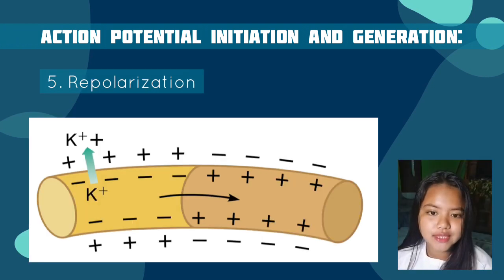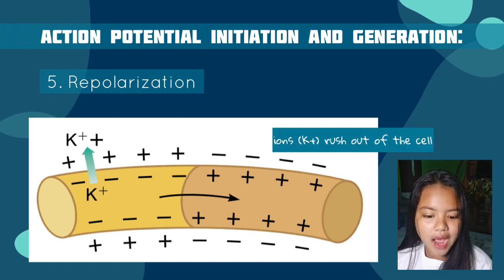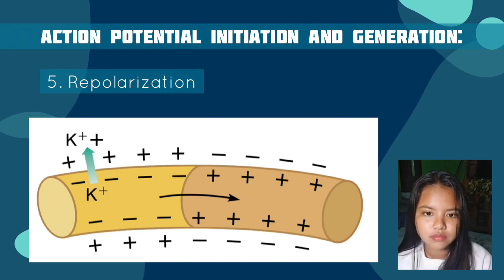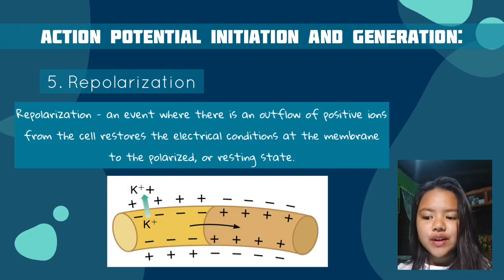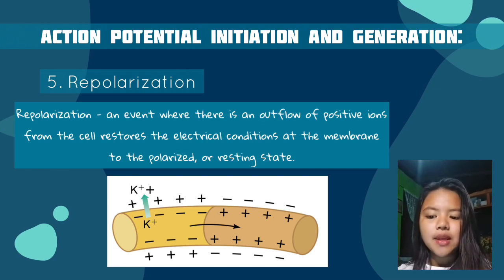Fifth is repolarization. It is a phase where some potassium channels remain open and sodium channels reset. As a result of the positive charge created by depolarization, voltage-gated potassium channels open, and positively charged potassium ions rush out of the cell, reversing the polarity so that the inside of the cell is now negatively charged as compared to its surroundings. Repolarization, an event where there is an outflow of positive ions from the cell, restores the electrical conditions at the membrane to the polarized or resting state.